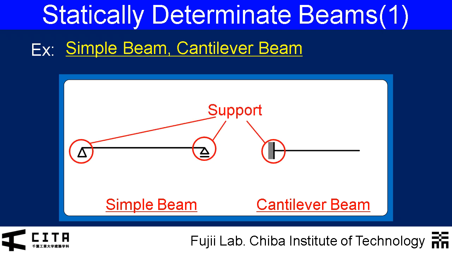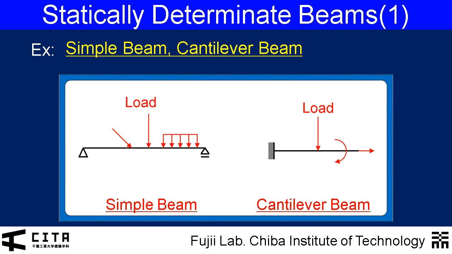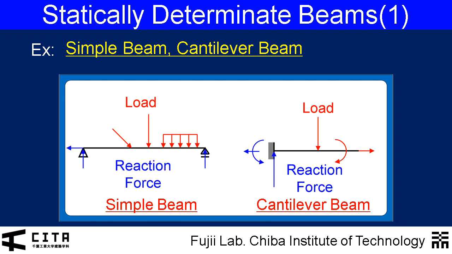The points that support a beam are called supports. A simple beam has two supports, while a cantilever beam has one. When various external loads act on a beam, reaction forces occur at the supports, enabling the beam to remain in equilibrium.